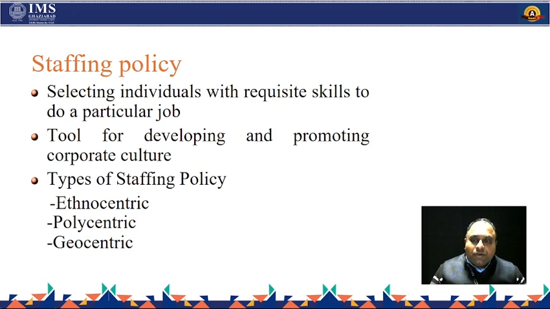So we need to understand other aspects like staffing policies. Whenever you hire people from the global HRM perspective, you need to understand selecting individuals with requisite skills to do a particular job, a tool for developing and promoting corporate culture. There are three different types of staffing policies. One is ethnocentric, second one is polycentric, and third one is geocentric.